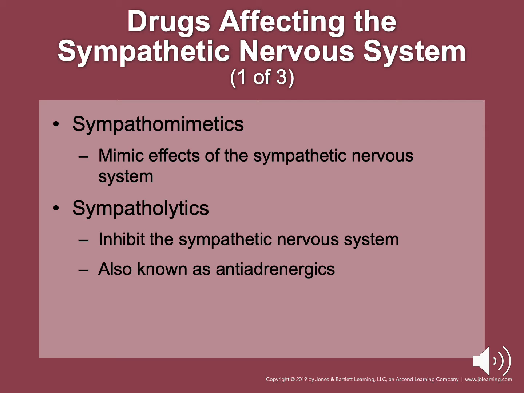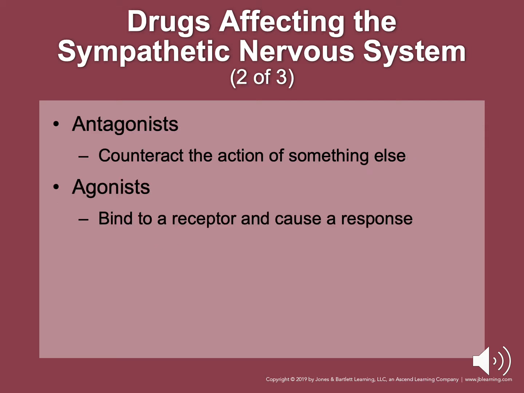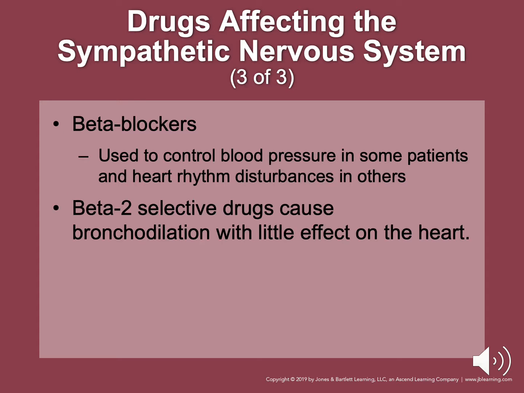Beta blockers are used to control blood pressure in some patients and heart rhythm disturbances in others. So a lot of your beta blockers end in -lol. You administer drugs that agonize the beta 1 receptors in an attempt to treat cardiac arrest and hypotension. And beta 2 selective drugs cause bronchial dilation with little effect on the heart.